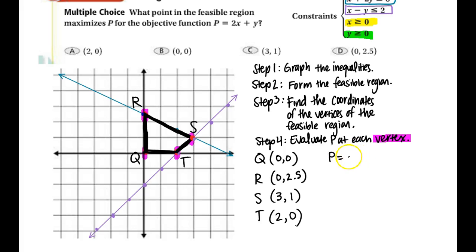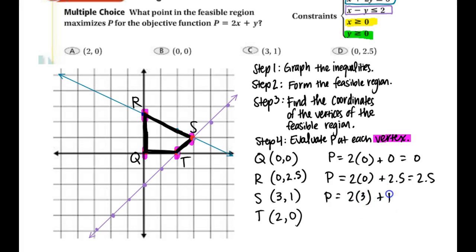p equals 2 times 0 plus 0, and that equals 0. Let's try the next one. 2 times 0 plus 2.5, that equals 2.5. 2 times 3 plus 1, that equals 7. And 2 times 2 plus 0, that equals 4.